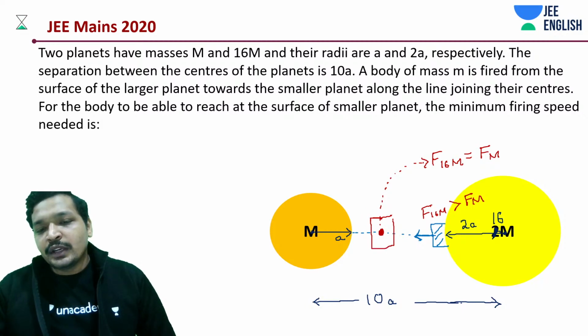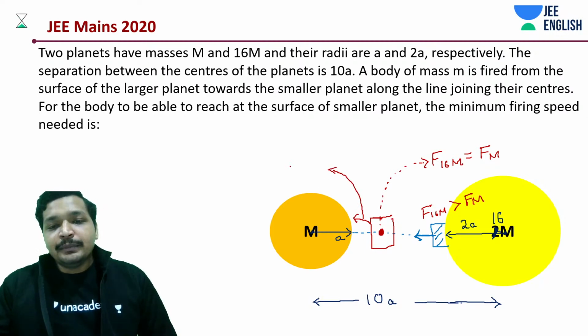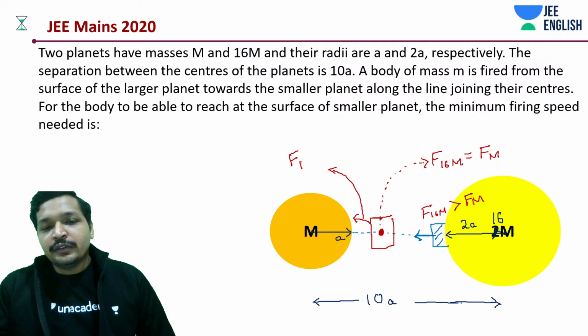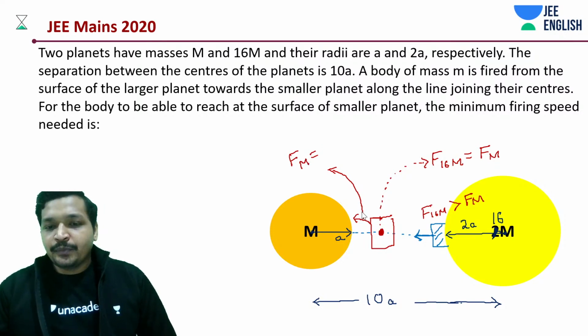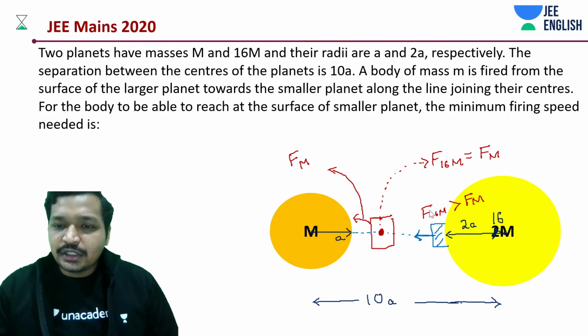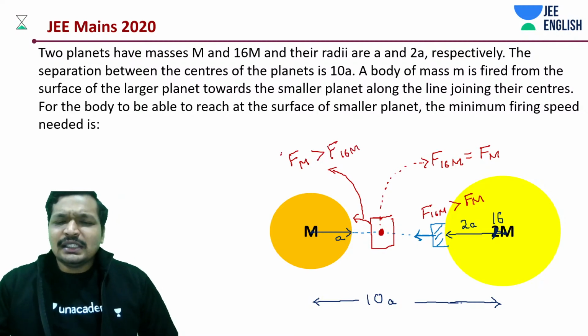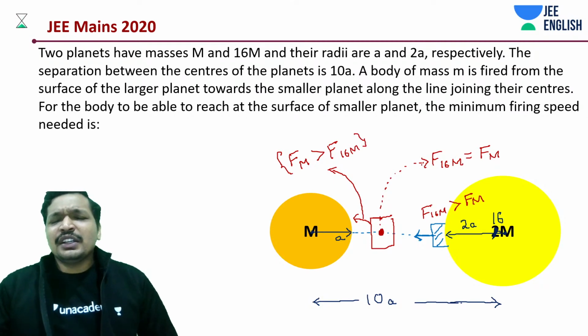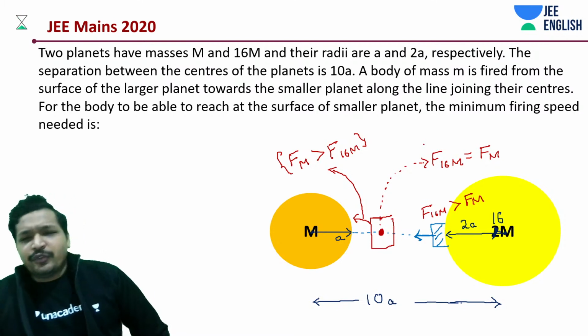It may not move anywhere, but beyond any point beyond this, what is going to happen? Your force due to mass m is greater than that of 16m. Then automatically that body that you have projected would reach that place, right? Reach that surface of the planet. We don't need to think so deep about it. We will come to know which is that.